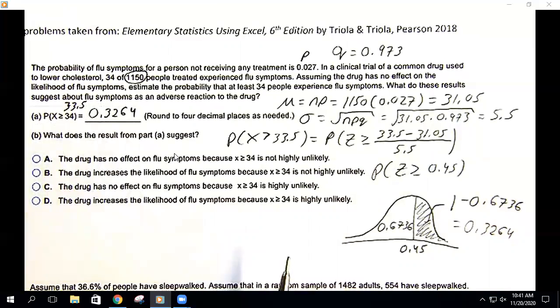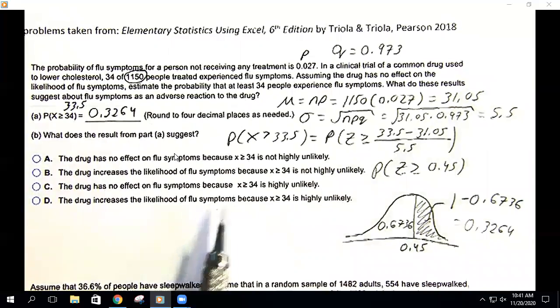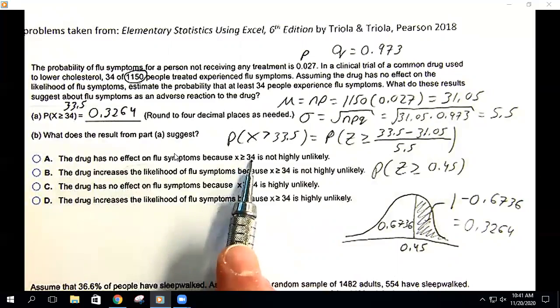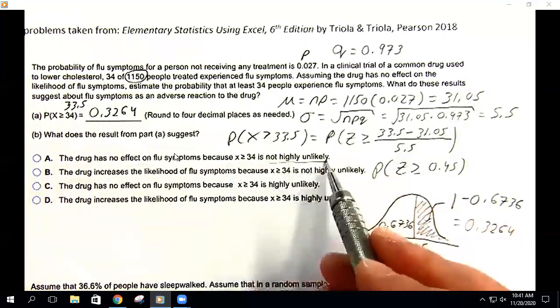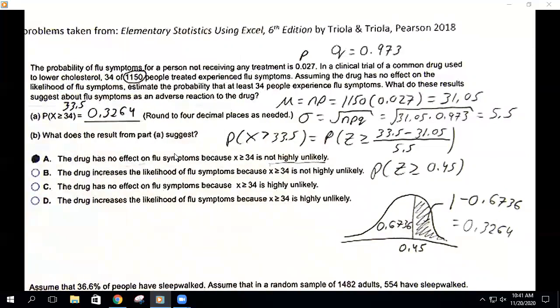So what does the result from part A suggest? This is not highly unlikely, that probability, so the drug has no effect on flu symptoms.